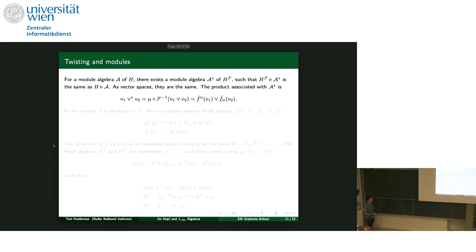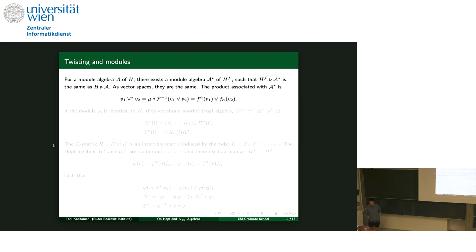Why stop here, though? We can keep twisting. And we do it in the following manner. For a module algebra A of H, there exists a module algebra A_star of H_F, such that the action of the F-twisted Hopf algebra on the star-twisted A module is the same as the action of the original Hopf algebra on the original module.